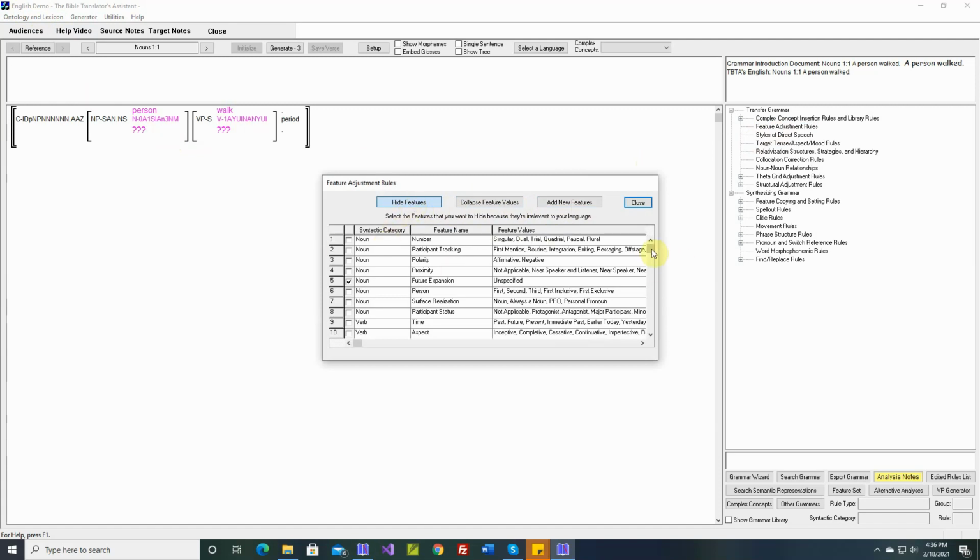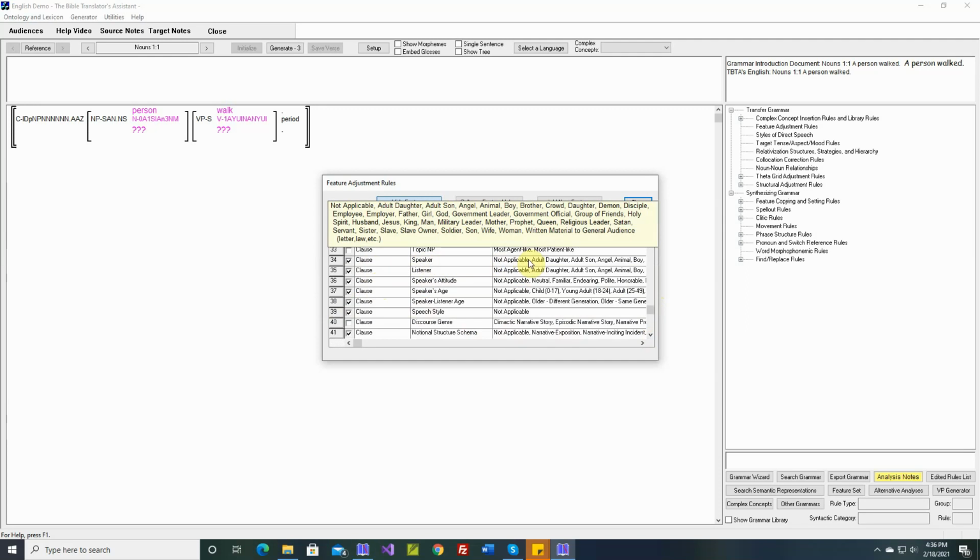First is hide features. Generally, we don't need to hide very many features. There's one section I'll comment on. Initially, by default, all the clauses are marked for the speaker, the listener. So whenever there's a direct quote, like when Moses is talking to Pharaoh, for example, there's a speaker, a general category, like a man to a king, or a son to his father, or a daughter to her mother, or something like that. The speaker, the category, the listener, speaker's attitude, speaker's age, speaker-listener age, meaning is the speaker younger than the listener, or is the speaker older than the listener, or are they essentially the same age?